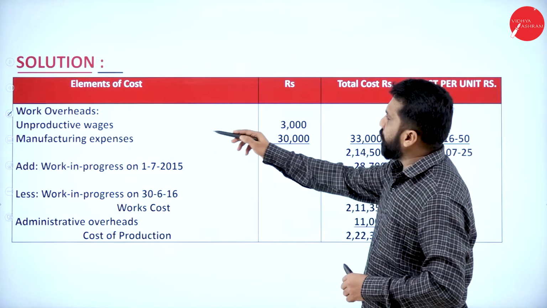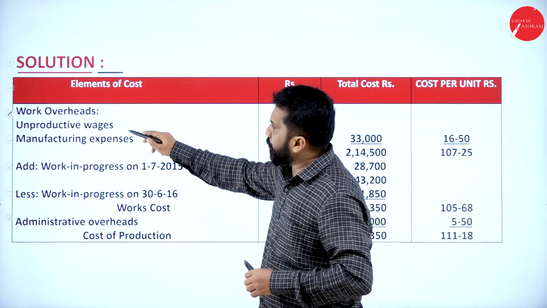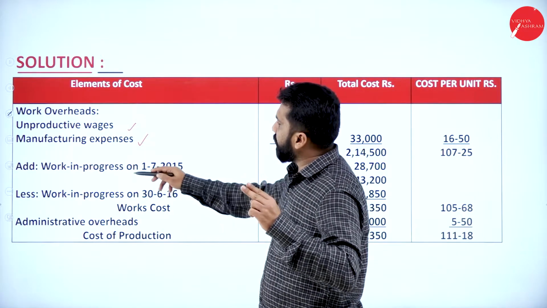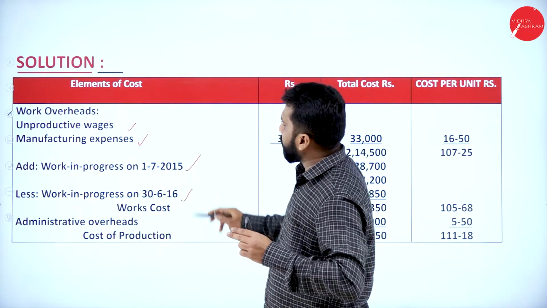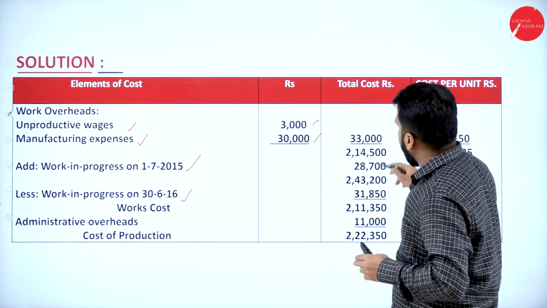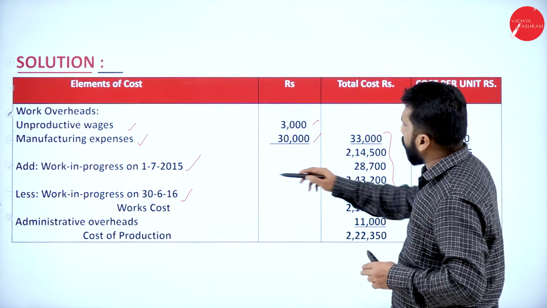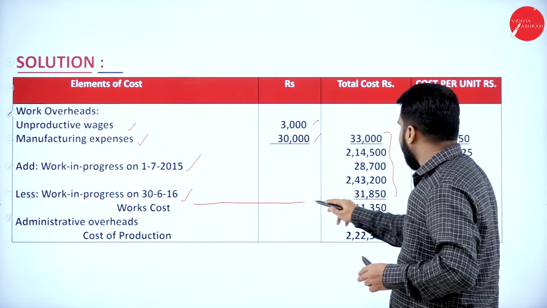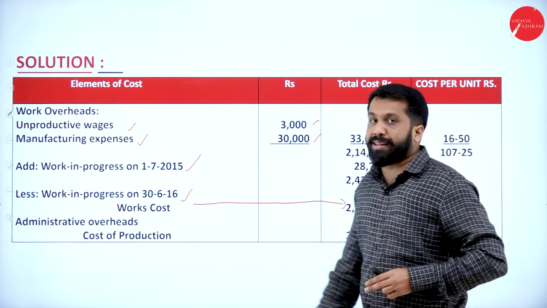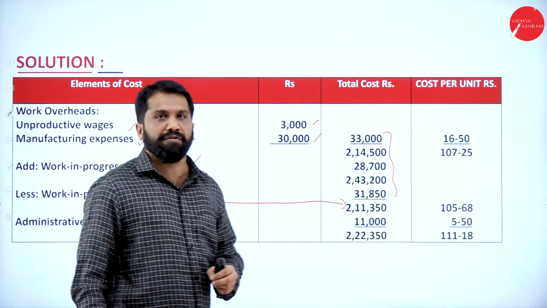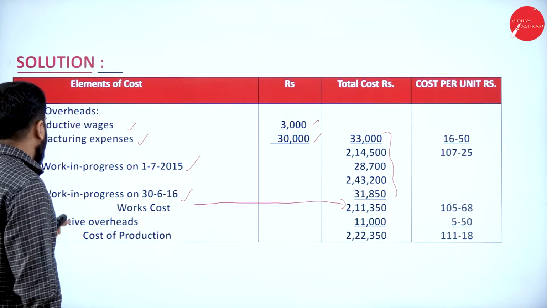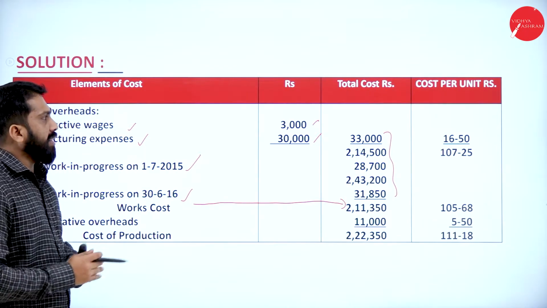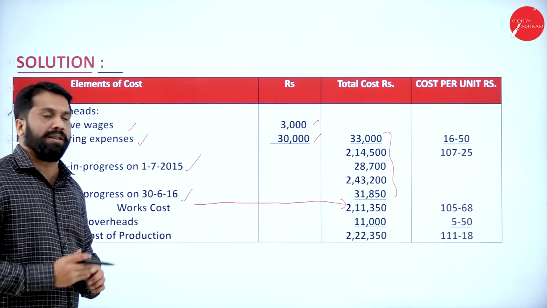As per this, works overhead, as I told you, unproductive manufacturing. Only 2 you got. Along with that, opening stock minus closing stock. Finally, you get this answer. How much is your final answer? Your work cost is nothing but 2,11,350. How much is your work cost? 2,11,350.